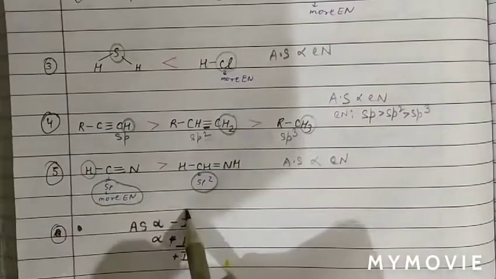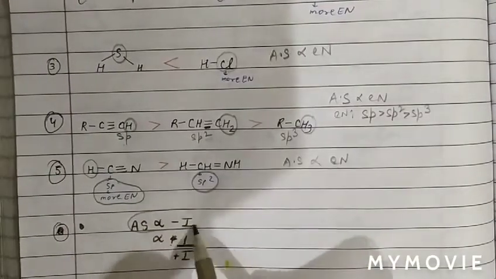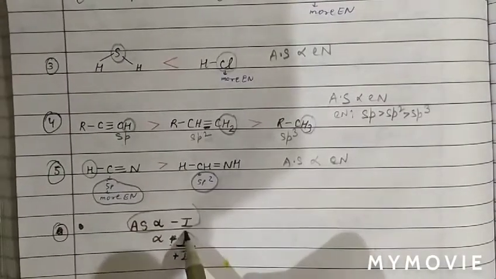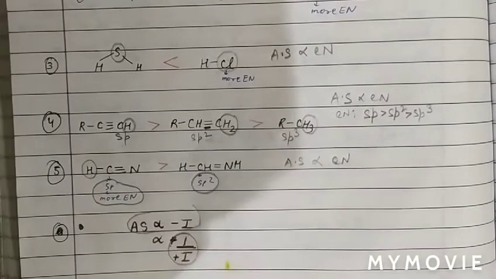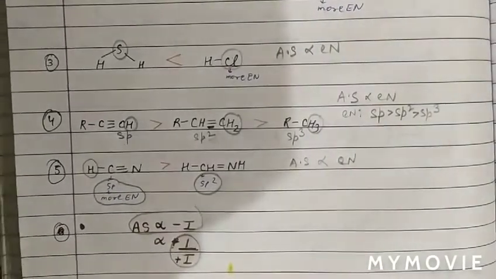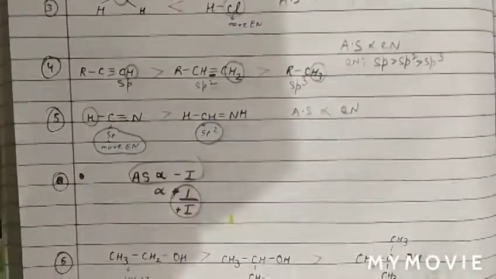And we know the rule: acidic strength is directly proportional to minus I group, and acidic strength is inversely proportional to plus I group. Now see the next question on the basis of inductive effect.